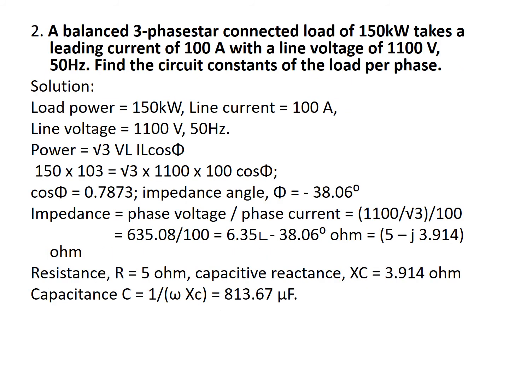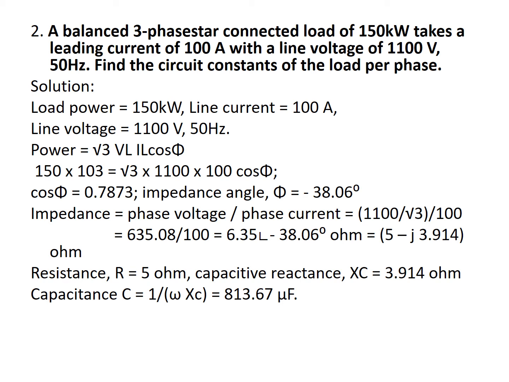Second problem: a balanced three-phase star connected load of 150 kilowatt takes a leading line current of 100 ampere with a line voltage of 1100 volts, 50 hertz. Find the circuit constants of the load per phase. You need to calculate what the elements in each load are in the star connected manner. So they have given the power, line current, line voltage, and frequency. How to calculate that? The power is 150 kilowatt, line current 100, voltage 1100 volts.